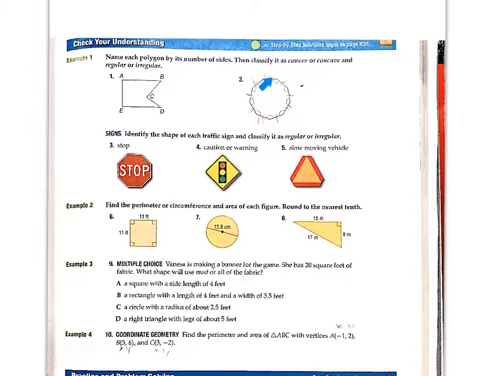This one would be 1, 2, 3, 4, 5, 6, 7, 8, 9 sides. So that's a nonagon with 9 sides. And everything is marked congruent, angles and sides. So that would be a convex, regular nonagon.